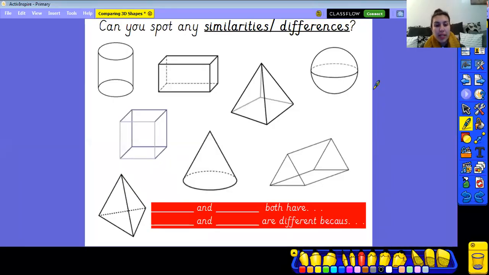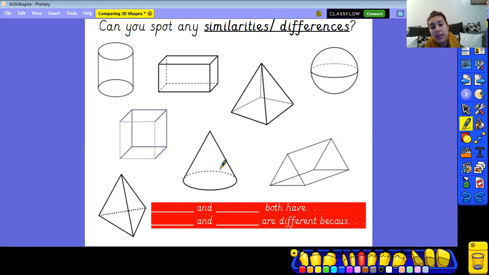Great, so I'll share some of my ideas and maybe you will have said some of the same as mine. I'm going to say that the cylinder and the cone are similar because they both have a circular face. The cube and the cuboid are similar because they both have the same number of faces, vertices and edges. The triangular base pyramid and the square base pyramid are similar because they both have triangular faces. The sphere, the cylinder and the cone are similar because they all have a curved face.